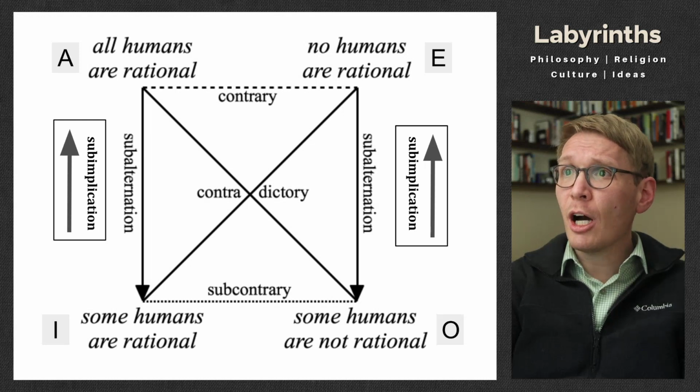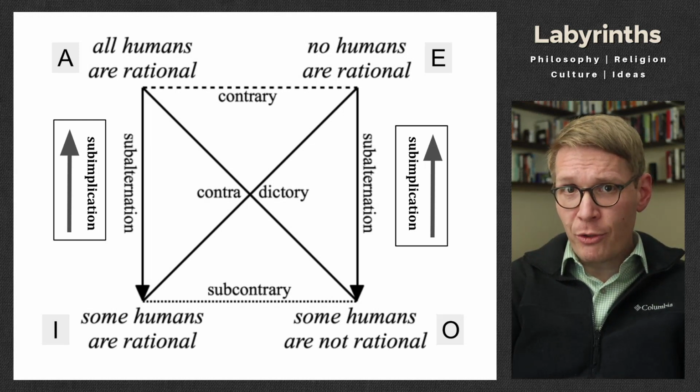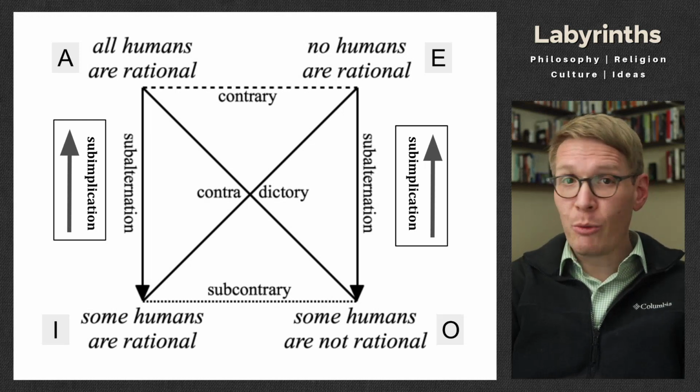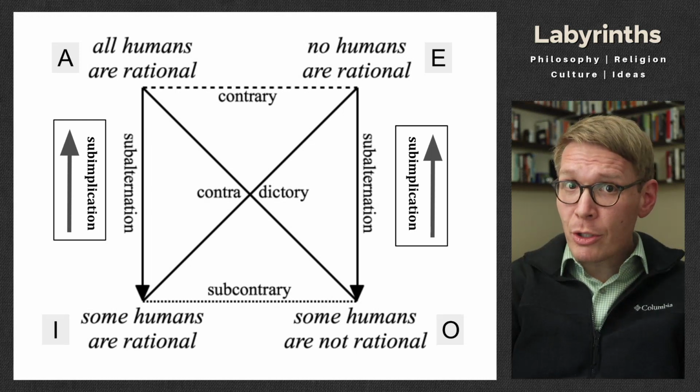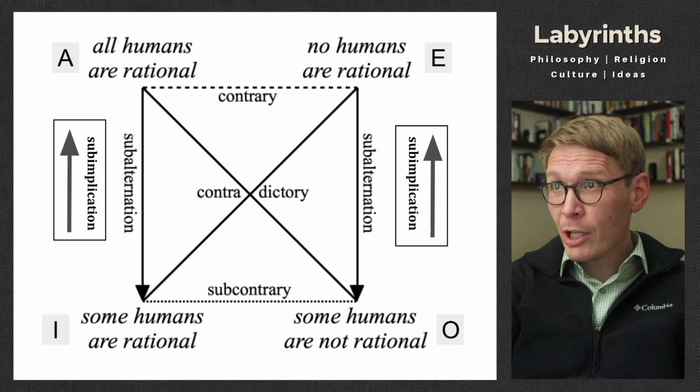So let's start with the upper left. All humans are rational, right? What is the contradictory proposition to that? The contradiction of that, it is the lower right. Some humans are not rational. And it goes in both directions. What is the contradiction of some humans are not rational?